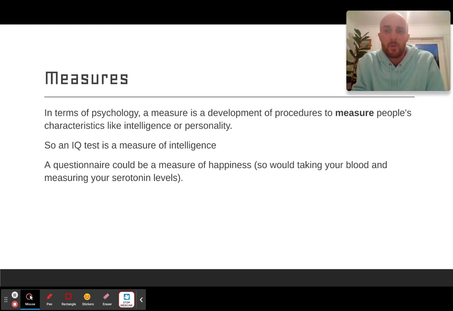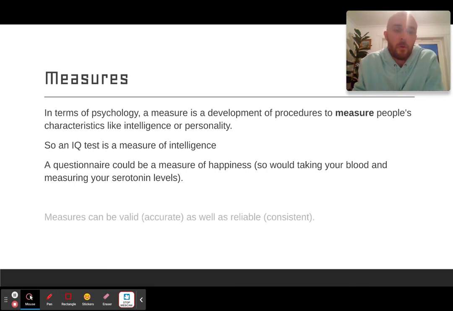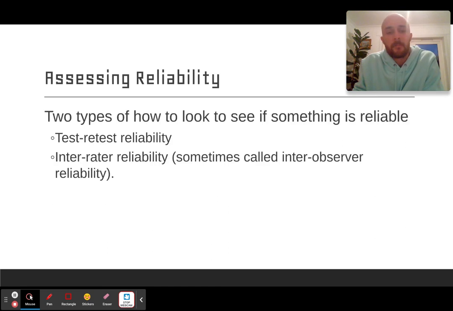So if I were to give you an interview now, asking you the exact same questions, and I give you the same interview in 6 months' time, are you going to say the same thing? So a measure can be quantitative or qualitative. Now, there are two ways to assess reliability. And obviously reliability is something we want to achieve.